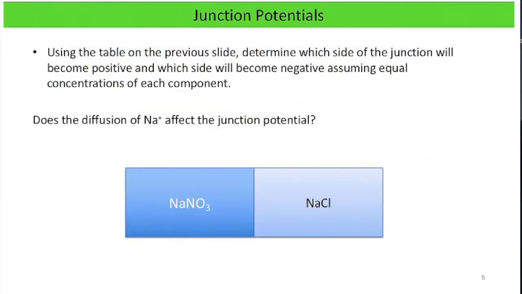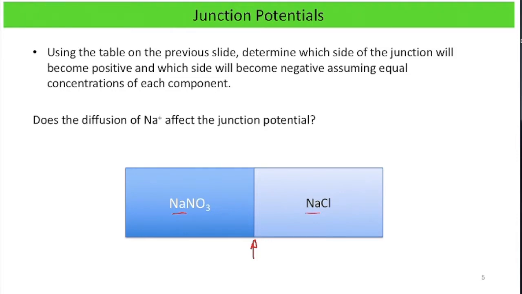Using the table on the previous slide, determine which side of the junction will become positive and which side will become negative, assuming equal concentrations of each component. Okay, so if we have equal concentrations of each component, we notice right away that we have sodium on both sides of the membrane, right? The membrane being right there. So if we have sodium on each side of the membrane and it's at equal concentrations, there's going to be no net flow of sodium across that membrane. So the only things we have to worry about are the nitrate and the chloride.